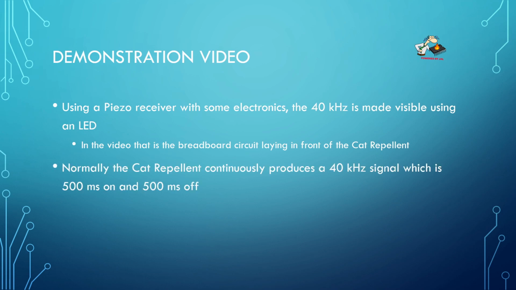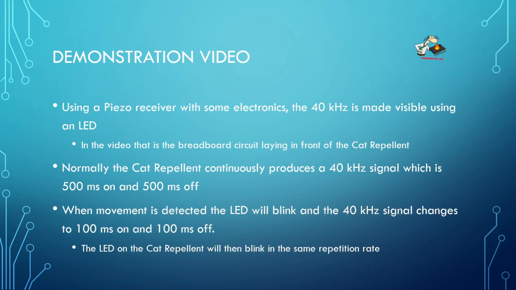But normally the Cat Repellent is continuously producing this 40 kHz signal, which is 500 milliseconds on and 500 milliseconds off. And then there is some movement that you will see, and then the LED will blink and the signal changes to 100 milliseconds on and 100 milliseconds off. And also the LED will change and will blink with that same repetition rate.